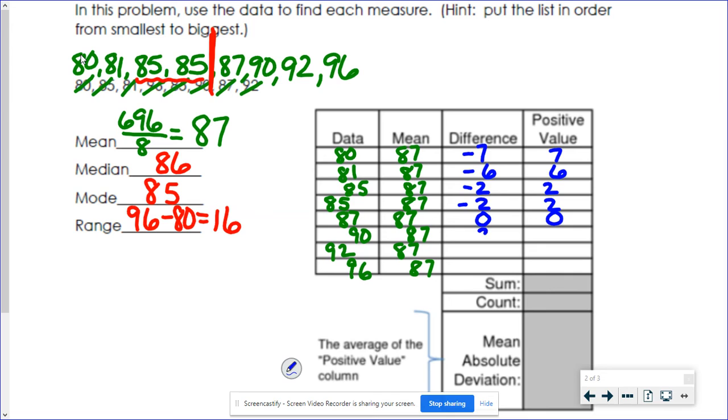90 minus 87, now we're into positive numbers. Now notice this number was a positive. Don't make the next column a negative 3. It's still asking for the absolute value, which is going to be a positive number. 92 minus 87 is going to be 5, and that absolute value is 5. And then 96 minus 87 is going to be 9. Now, I want the sum. I want to add up all of those positive values. And again, great place for a calculator, but I've already done this for you. That's 34 when I add that all up.